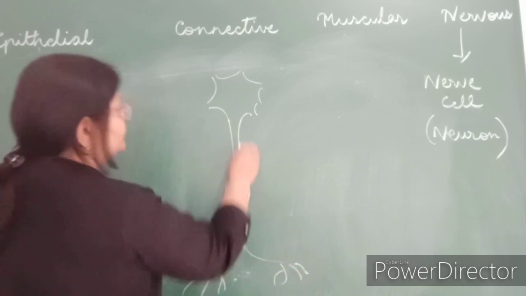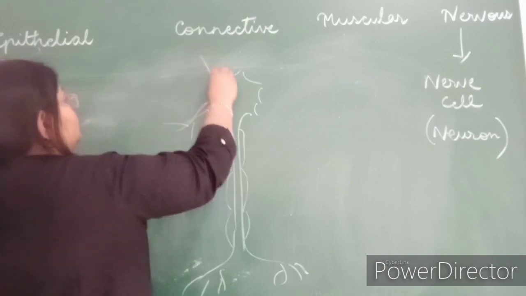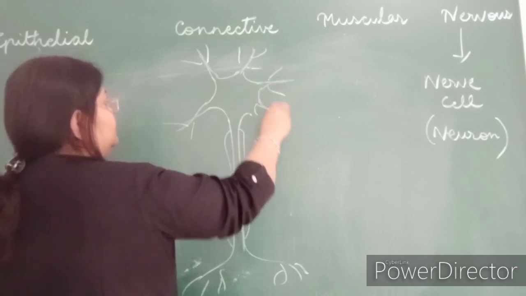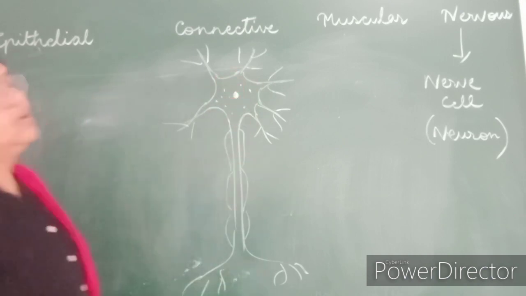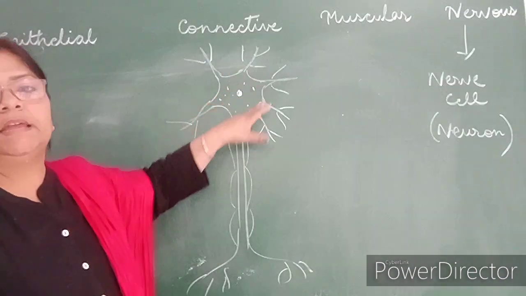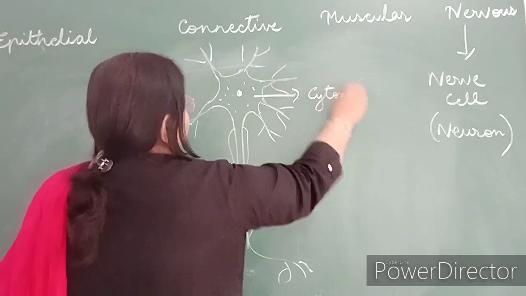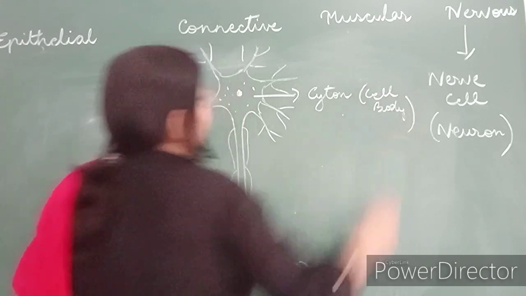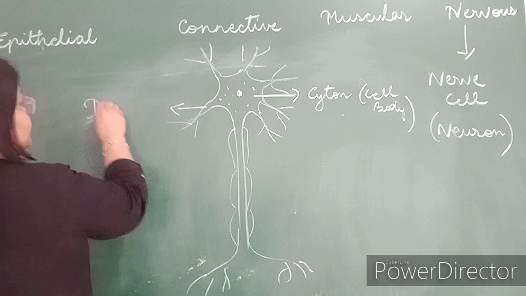Very quickly I'll draw one to explain. You can slow the video and see the process of drawing it very quickly. So this is a neuron. A neuron has a cell body which is called cyton. From the cell body come out some branches which are called dendrons.